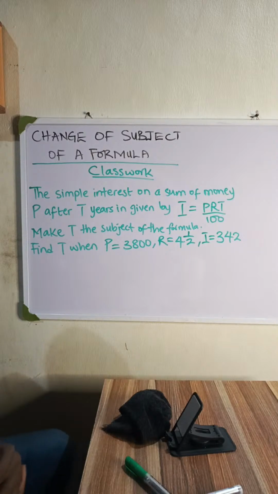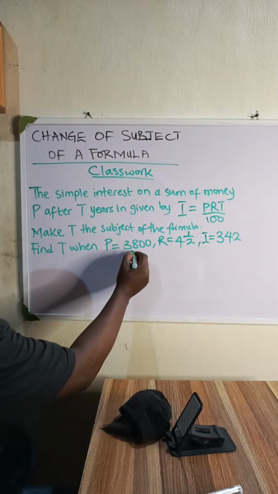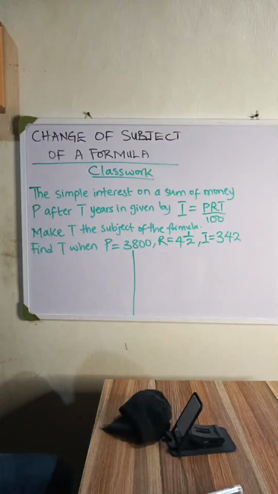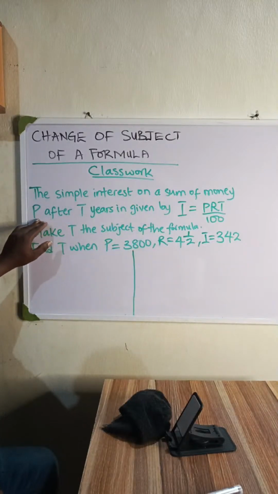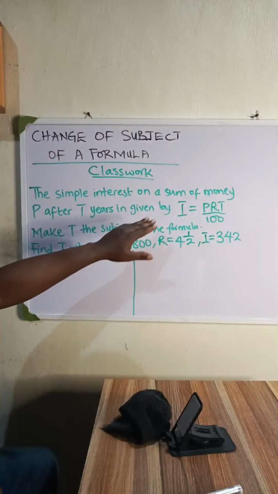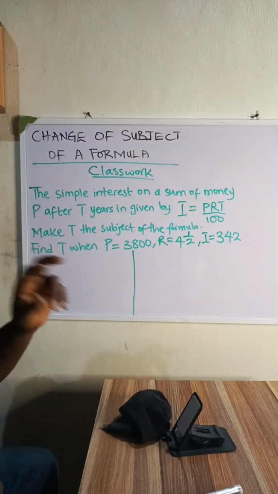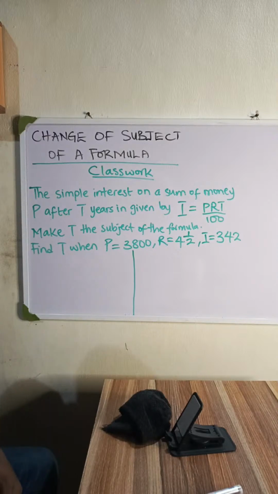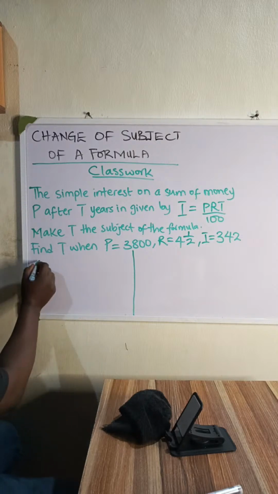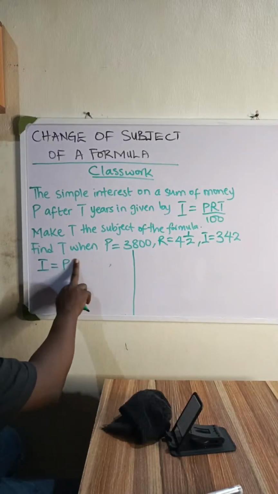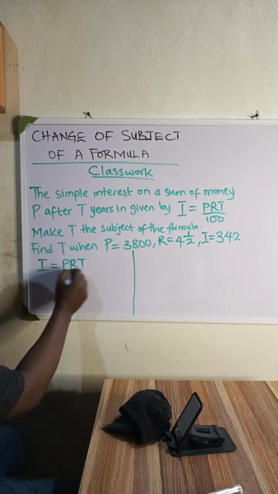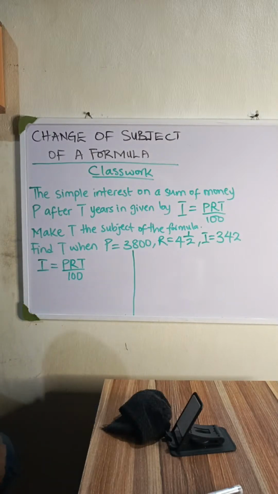Okay, so let's start preparing to solve. So the question says, the simple interest on a sum of money P after T years is given by I is equal to P times R times T all over 100. Make T the subject of the formula. So the first thing we have to do is make T the subject of the formula. So let's write I is equal to PRT all over 100. Okay, so this is quite easy.